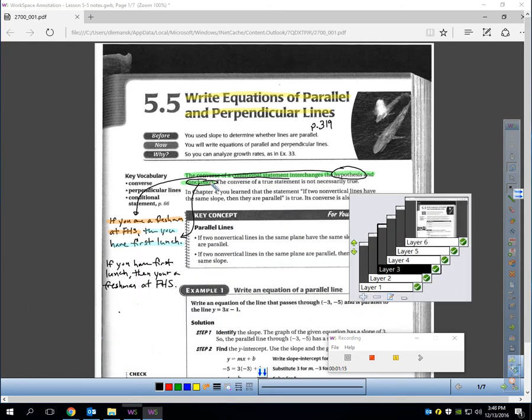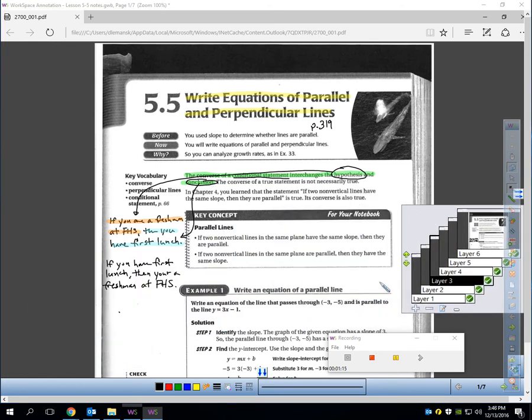Now, the converse of that statement, you can see the word here, I'm going to circle it in blue, it interchanges the hypothesis and conclusion. So if I interchange, or switch, the hypothesis and conclusion, this converse would be: if you have first lunch, then you are a freshman at FHS. This would be considered the converse of the conditional statement I had listed.